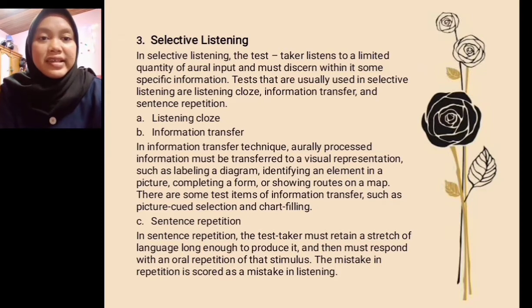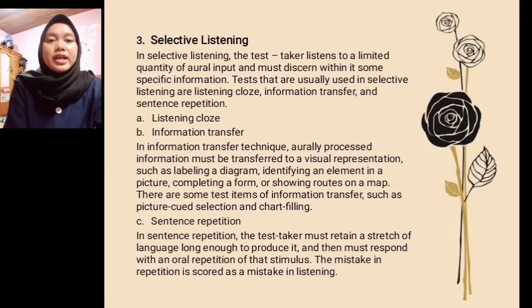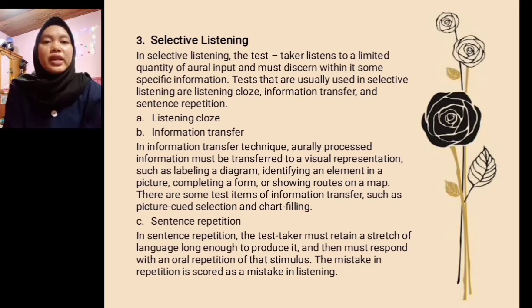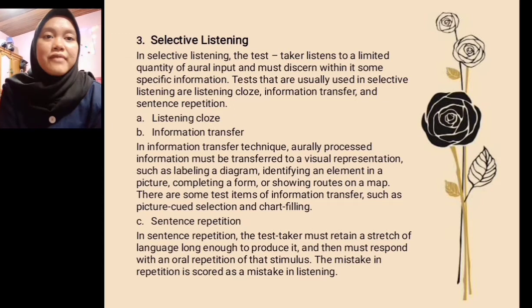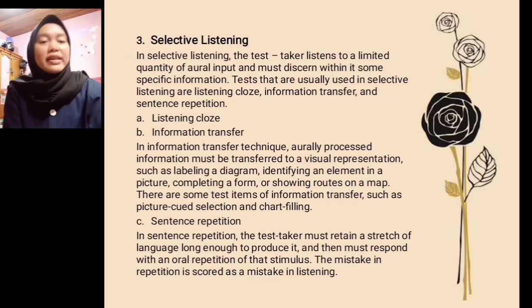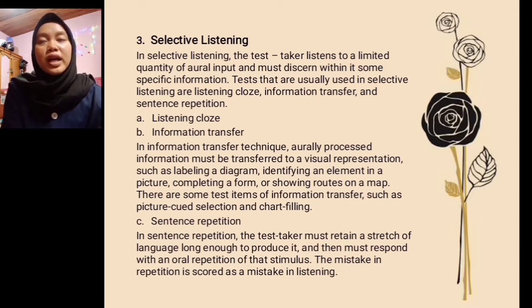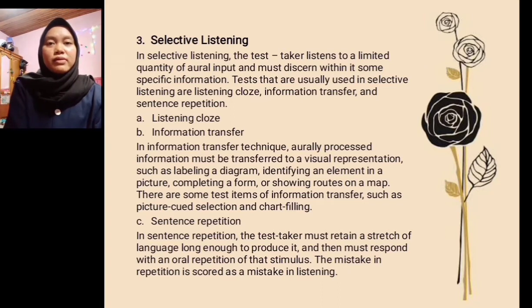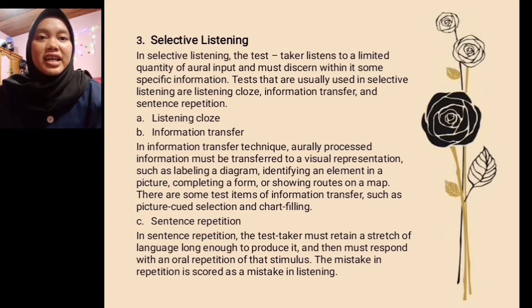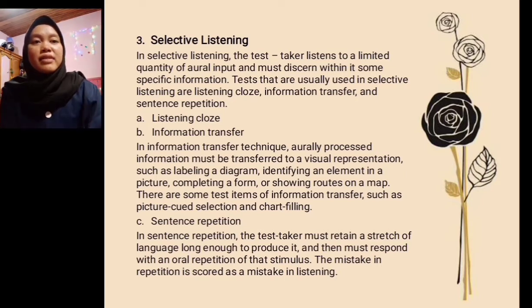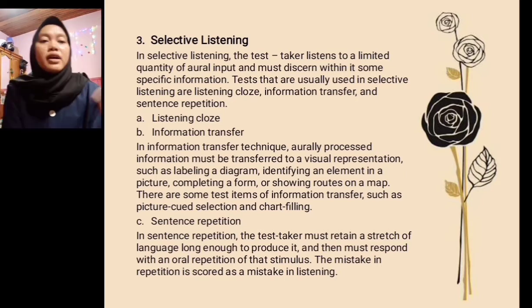The next is information transfer. In information transfer technique ini si pendengarnya itu akan mendengarkan arahan yang ingin diberikan ke dalam bentuk visual, such as menandai sebuah diagram, to identify the element from the grammar, or show, menunjukkan jalan dalam sebuah peta, seperti itu. Jadi listening itu seperti arahan-arahan ya, ada informasi yang dituangkan dalam bentuk visual.